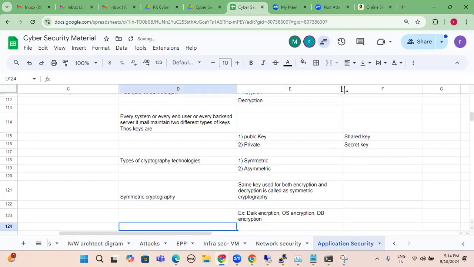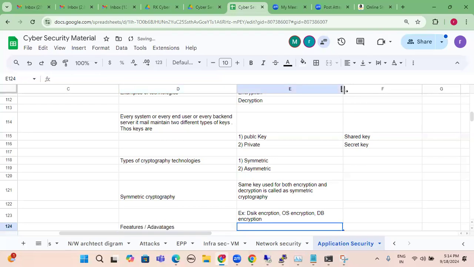What are the features of symmetric cryptography? Features, or advantages otherwise. It will provide only confidentiality, but it will not provide authenticity, authorization, or non-repudiation. Why will it not provide authorization? It is not verified by anyone. There is no third party authority to verify whether a legitimate user or an illegitimate user is accessing. It will not provide any authenticity, any authorization, or any non-repudiation, that is, traceability if something has happened.